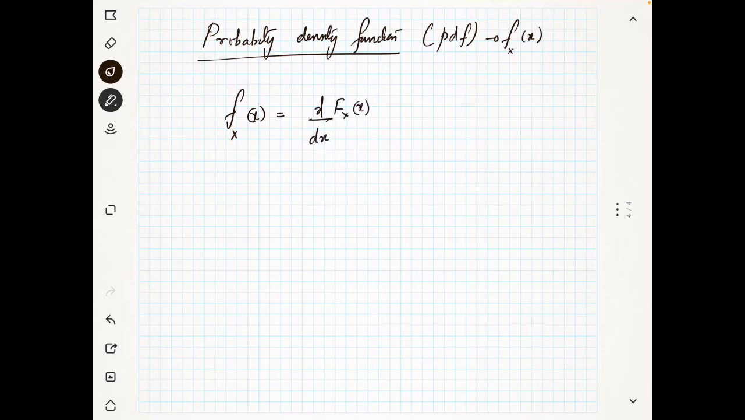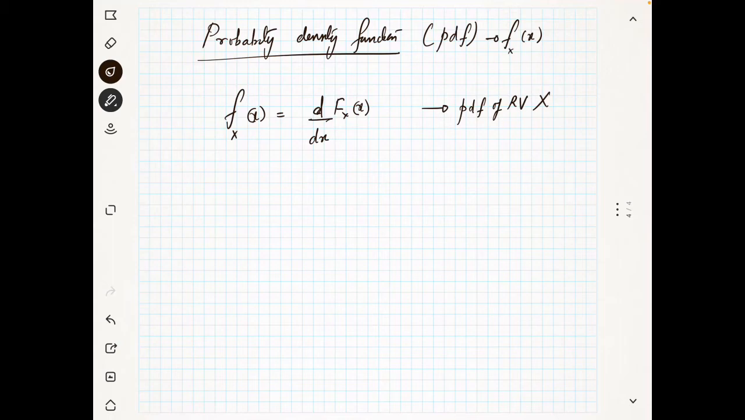It is nothing but the d by dx of Fx(x). That means you have to just take the derivative of this. And this is nothing but the PDF of the random variable x, the PDF of the random variable x.